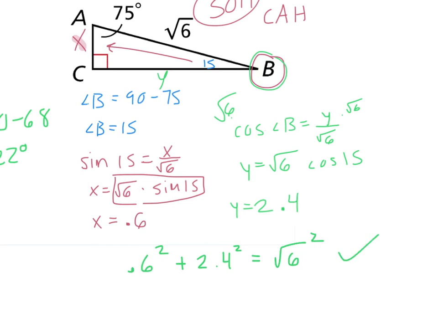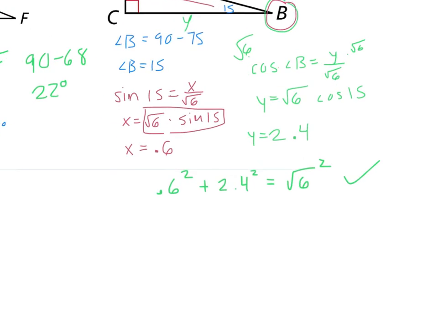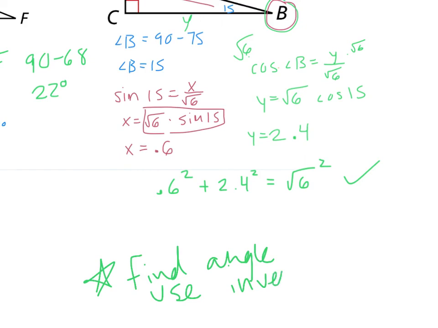So when in doubt, if it's giving you two sides, you can always do the Pythagorean Theorem. And if you are trying to find an angle, you have to use the inverse of the trig functions. So that's when you use like the sine -1. Any questions on 8.3?